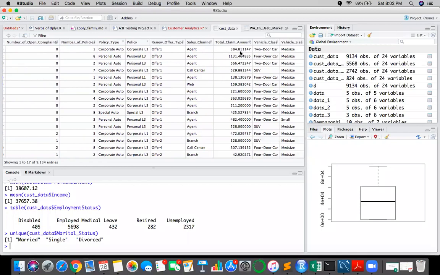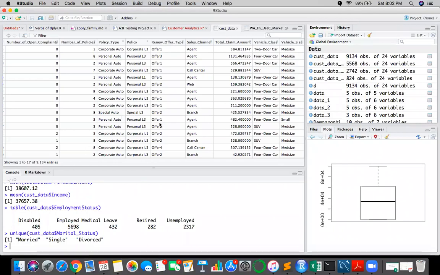Okay, so we have total claim amount. For now we can assume claims is something which the customer is costing to the company. So who will be having the maximum claims? So income and claim. Which customer group will have more income or claim?